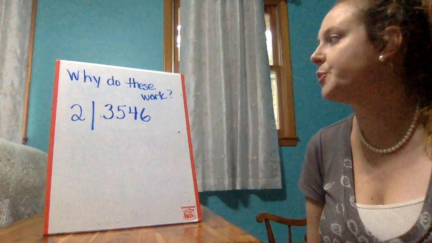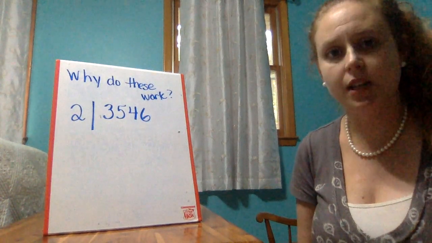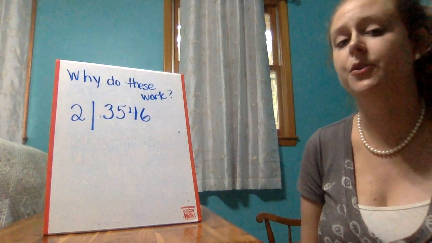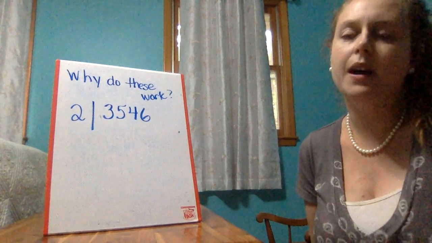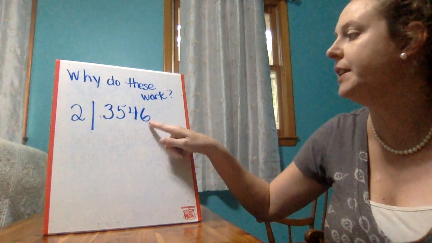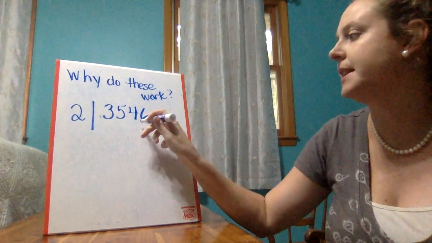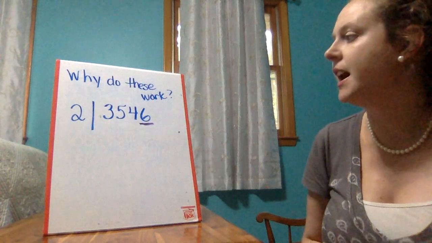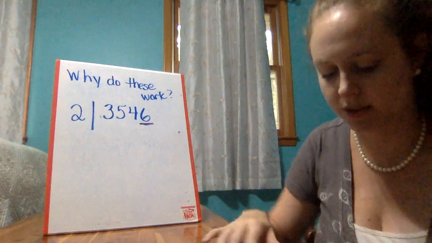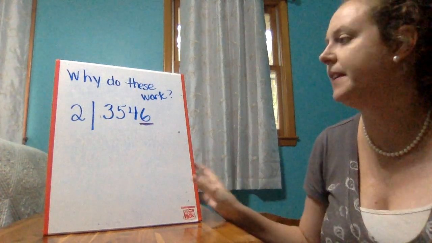So let's see why these rules work. I'm not going to do every single one of them. Most of them work similarly. So I'm just going to consider the rule for 2 because that's the one that we're probably most comfortable with. The rule for 2 says that we only care about the ones place, the 6 here. I don't care about the 3, the 5, and the 4. I only care about this last little ones place. So I'll look at why that is.